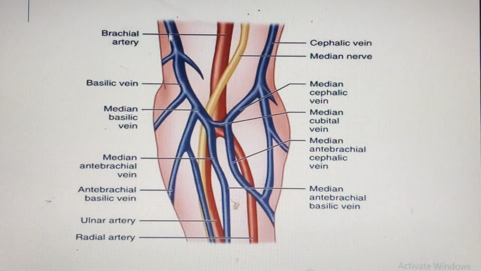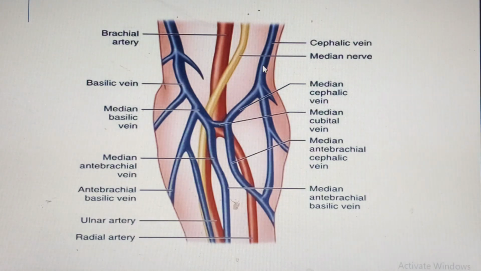Over here I have the basilic vein of the arm, and then the cephalic vein of the arm. The basilic vein is already medial. As it gets laterally closer to the median nerve, the name becomes the median basilic vein. So the basilic vein gives a branch, which we call the median basilic vein, laterally, which is very closely related superficially to the median nerve.